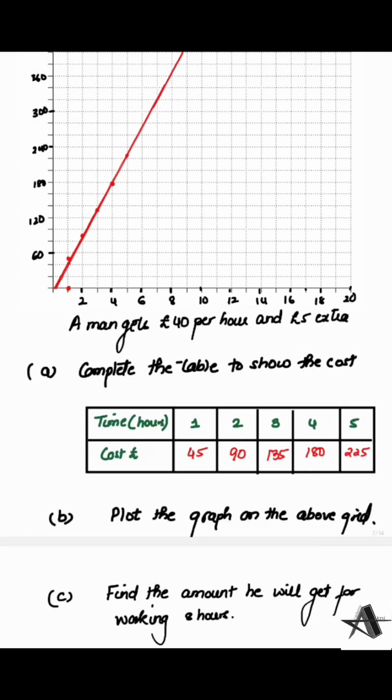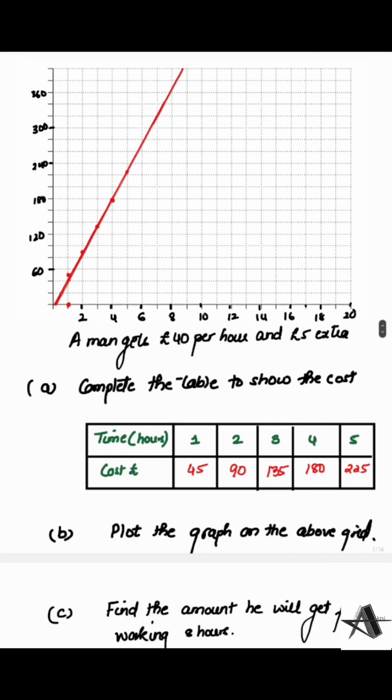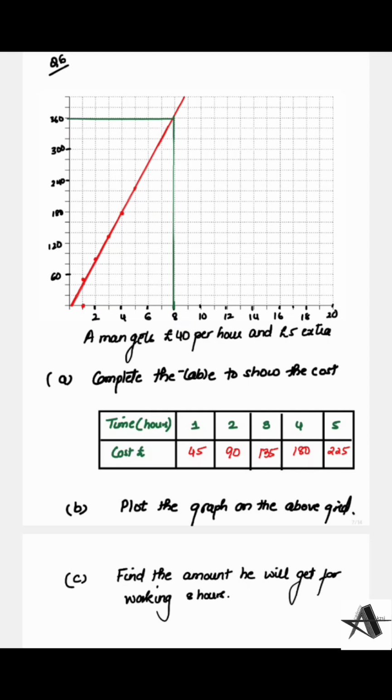Now, moving on to the next one. It says find the amount he will get for working 8 hours. For working 8 hours, that means this is 8 hours. We have to draw a vertical line first till it touches the straight line, and then a horizontal line. So let me do this one. After drawing the vertical line and then the horizontal, I can see that the value is 360. That means after working for 8 hours, he'll get 360 pounds.